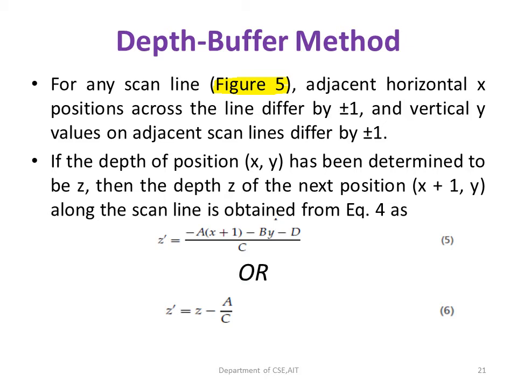The depth of any position x and y can be computed using the polygon equation, that is z dash is equal to minus a x plus 1 minus b y minus d by c. Anyhow, we are not going to consider b and d, because they will be the same value and will not make any difference. I can also compute it using equation 6, z dash is equal to z minus a by c.